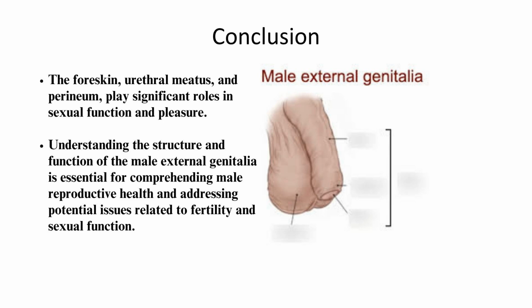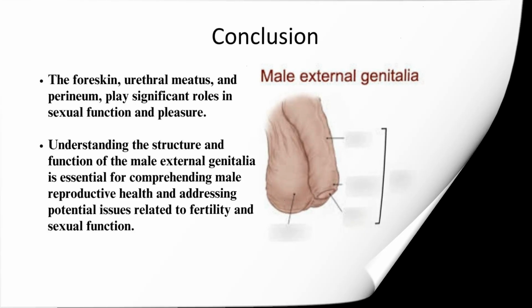Understanding the structure and function of the male external genitalia is essential for comprehending male reproductive health and addressing potential issues related to fertility and sexual function.